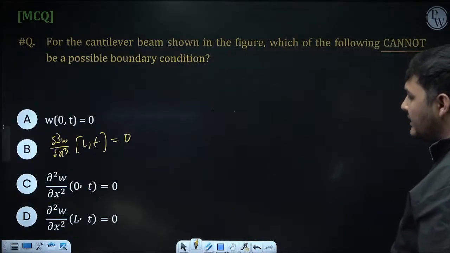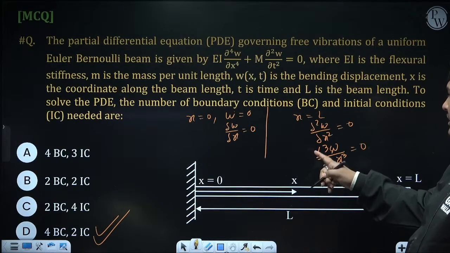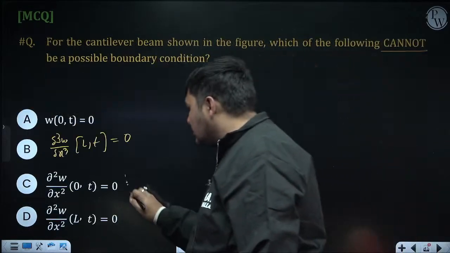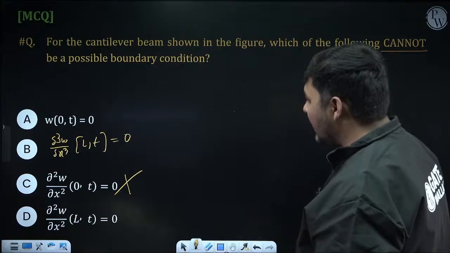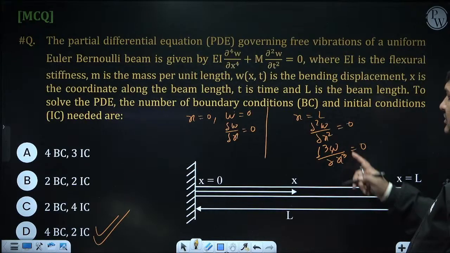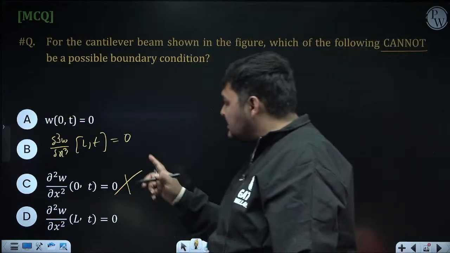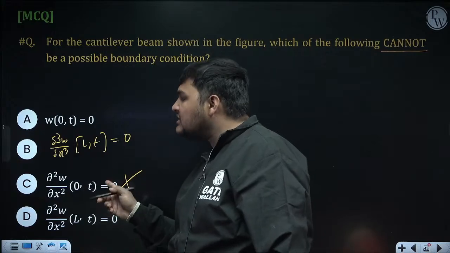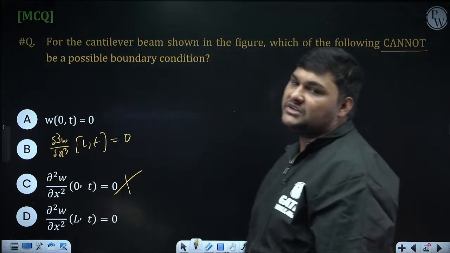Del square W by del x square at x equal to 0 is 0. It is incorrect, na? So C is not a boundary condition. Del square W by del x square at x equal to L is 0. That is correct. So for this question, since C is not true and the exam is asking which is not true, that's why option C is correct.